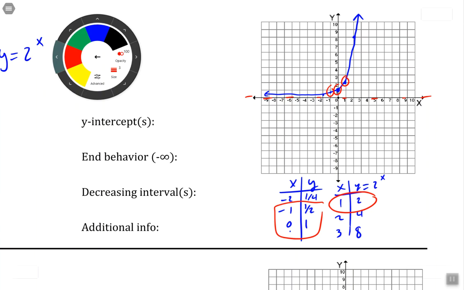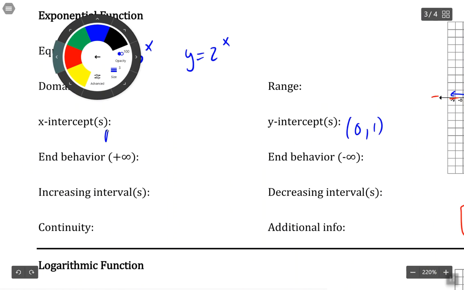Looking at that, does it go through the origin anymore? No. Does it have an x-intercept? Nope. If the x-axis is the asymptote, does it ever touch it? You said y-intercept. What is the y-intercept? It's 0, 1. So my y-intercept this time is 0, 1. And we don't have an x-intercept because we have an asymptote.